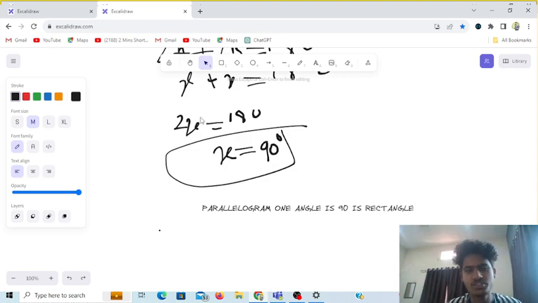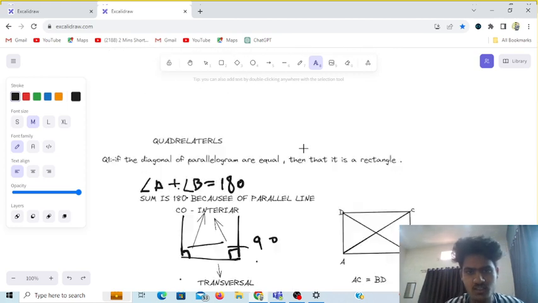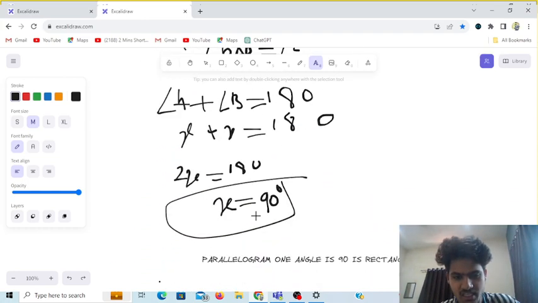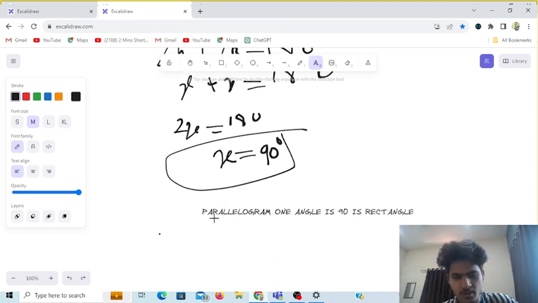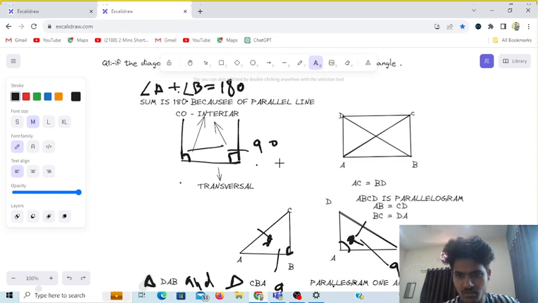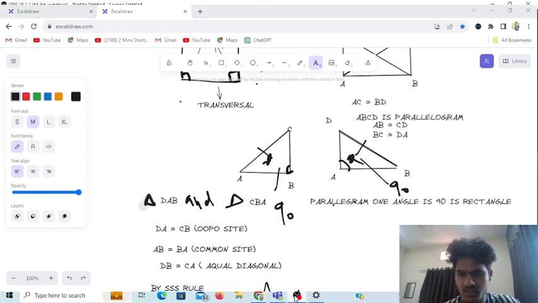And in the question, what they are asking is: if the diagonals of a parallelogram are equal, show that it is a rectangle. So we proved that the angle is 90 degrees in the parallelogram, and if one angle is 90, then we can say that the parallelogram is a rectangle. So here is the first question explanation. That's it in today's video. We will discuss the next question in another video.